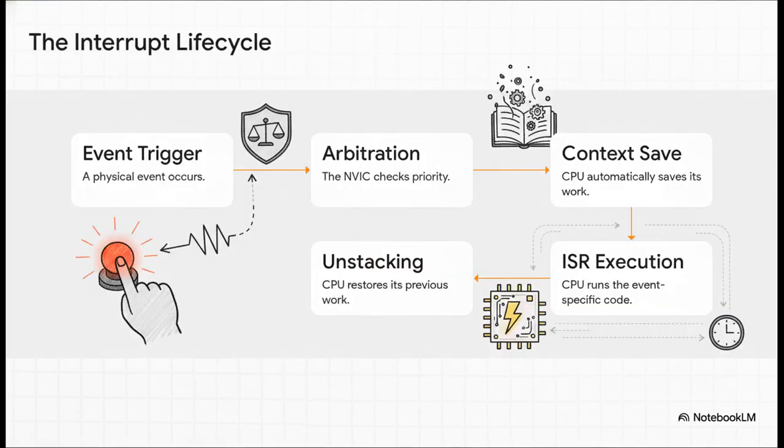So what happens is this incredibly fast 5-step dance. First, a physical event happens. Bam, a button is pressed. Then a controller checks its priority level. Next, and this is super important, the CPU automatically saves whatever it was doing. It's like putting a bookmark in its current task.